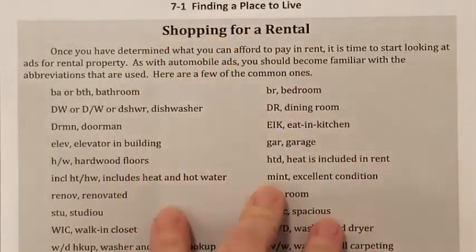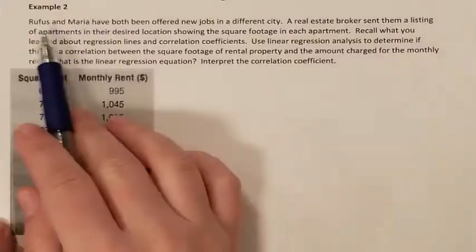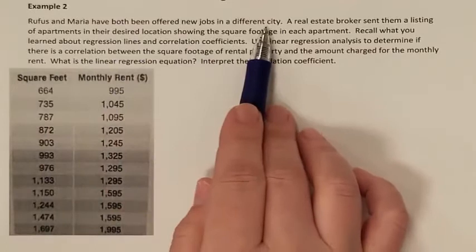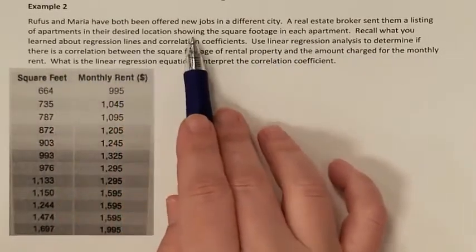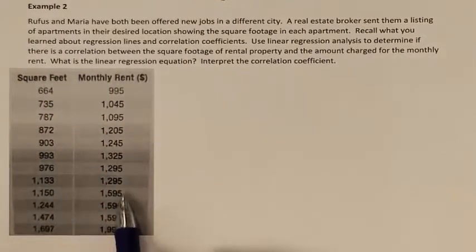You have another introductory article within 7.1, so please read this so you're familiar with our terminology. Example 2. Rufus and Maria have both been offered new jobs in a different city. A real estate broker sent them a listing of apartments in their desired location showing the square footage for each apartment, and then its accompanying monthly rent.